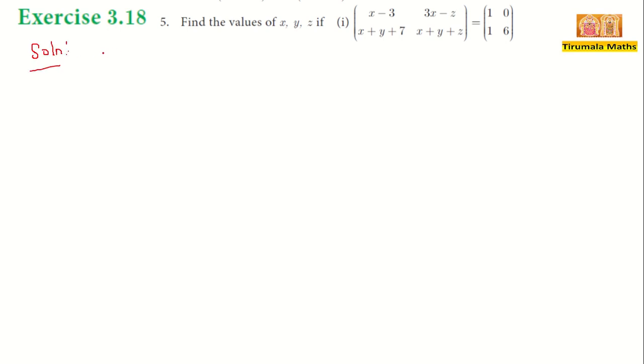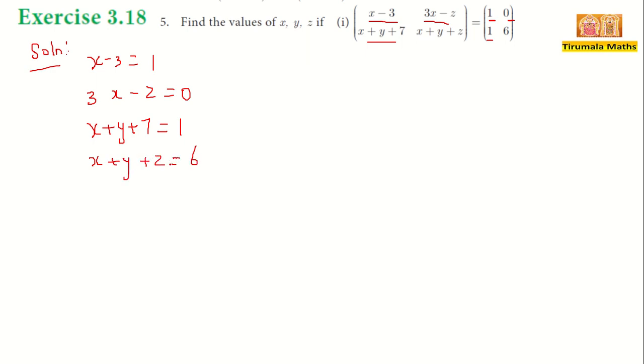So x minus 3 equal to 1. Write the first one here. Then the next one, 3x minus z equal to 0. Next, x plus y plus 7 equal to 1. Next, x plus y plus z equal to 6.